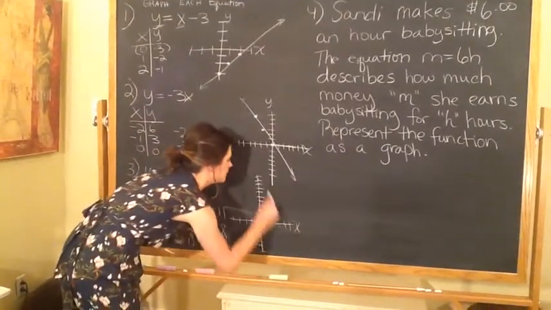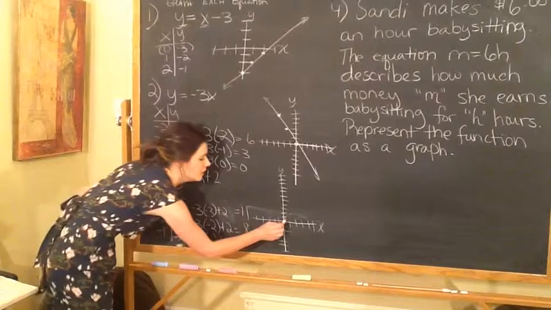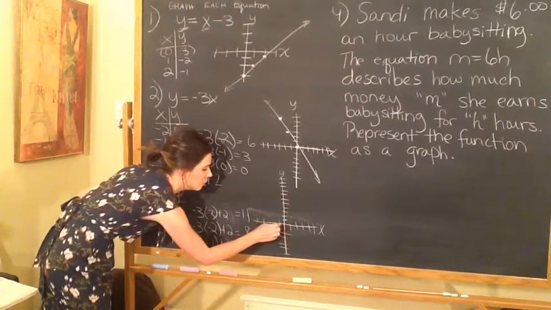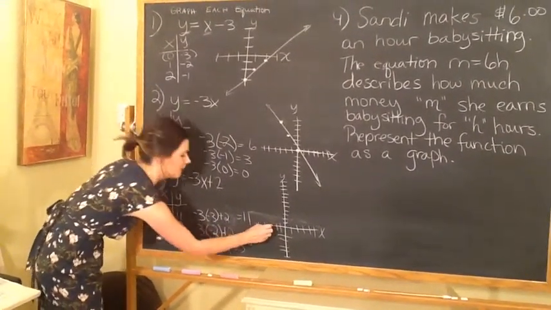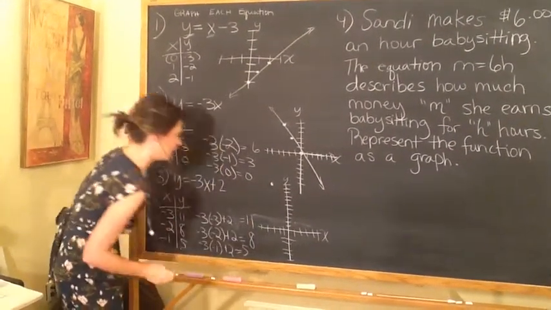Okay, so here's my x, here's my y. My first point is negative 3, 11. So I'm going to start at the origin, move 3 units to the left, so 1, 2, 3. Then I'm going to move 11 units up, which I'm pretty sure is the top of my graph. So it's about right there.